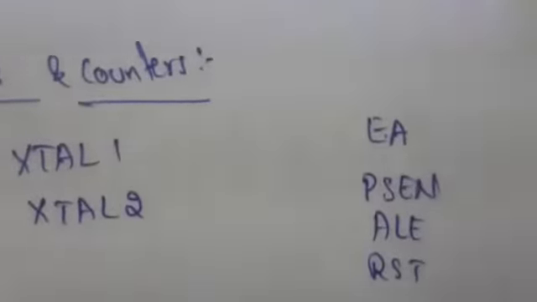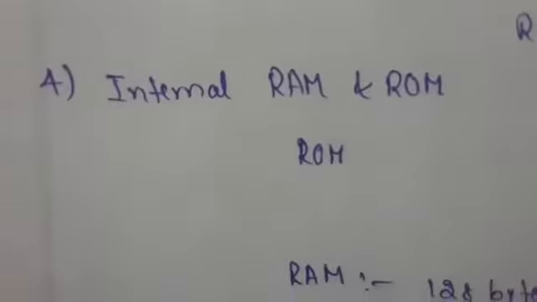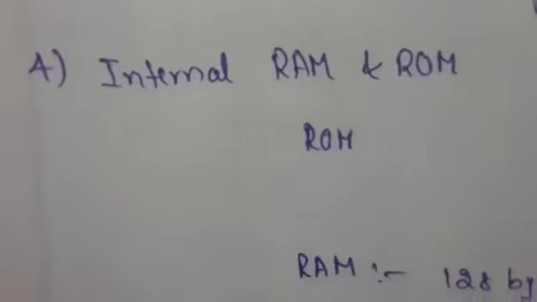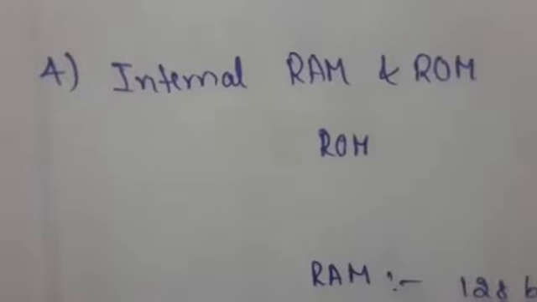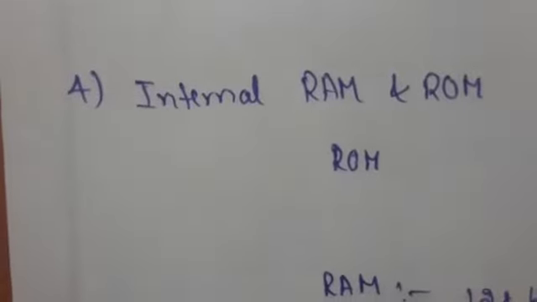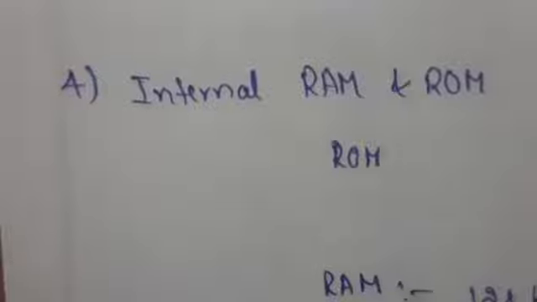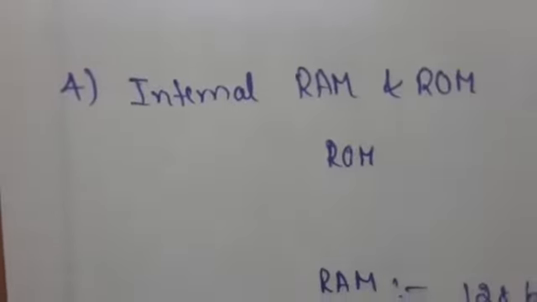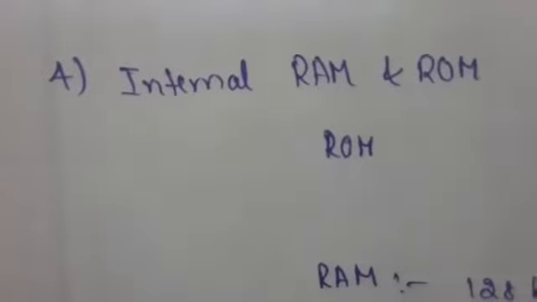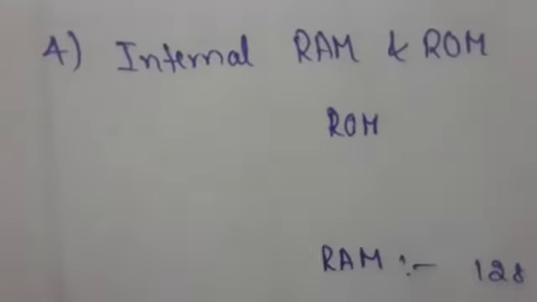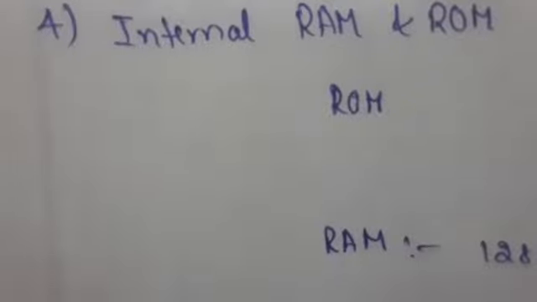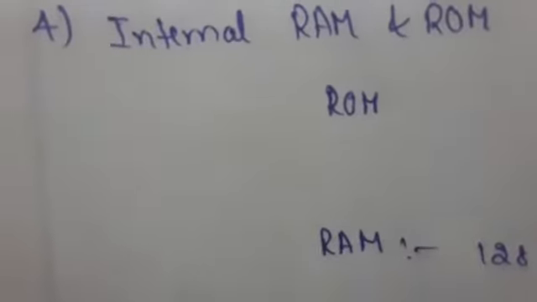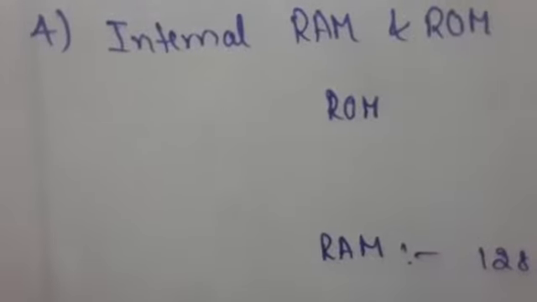Now come to the fourth block, that is internal RAM and ROM. We know that ROM is non-volatile memory. Here a 4K code memory is the on-chip ROM, and it can address program memory as well as 64K data memory. Now come to RAM. RAM is a volatile memory. So whenever power is off, the data will be erased.